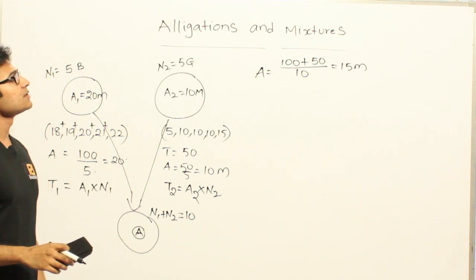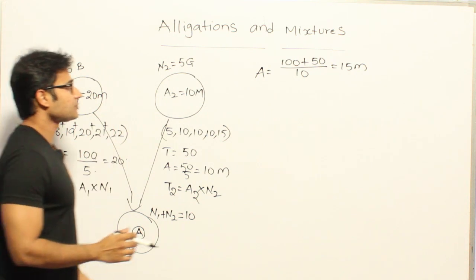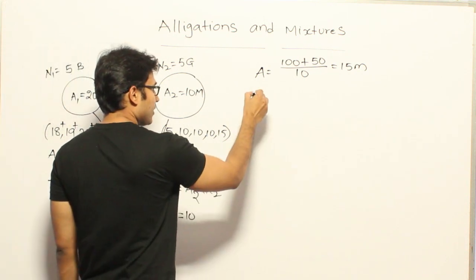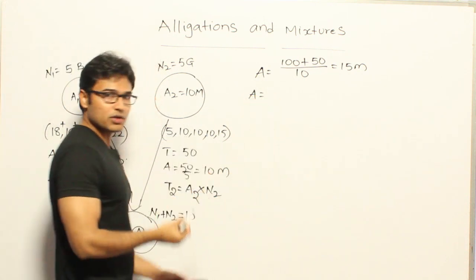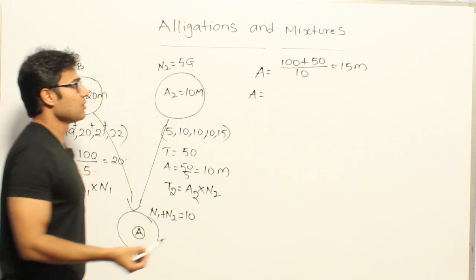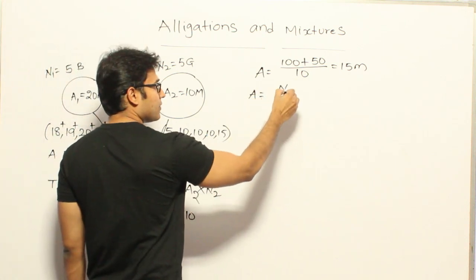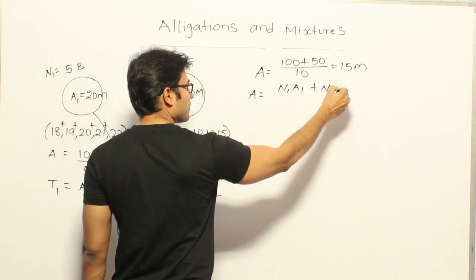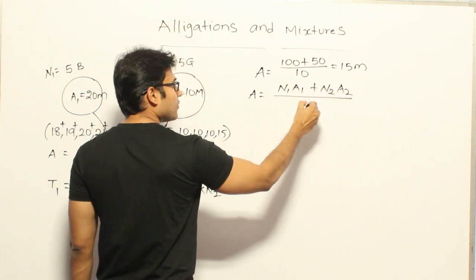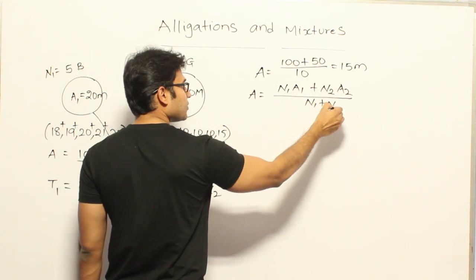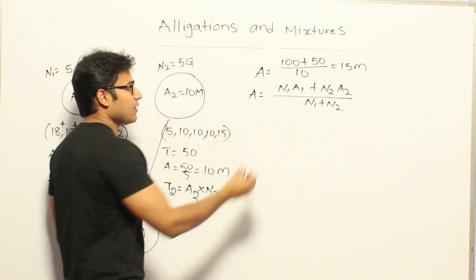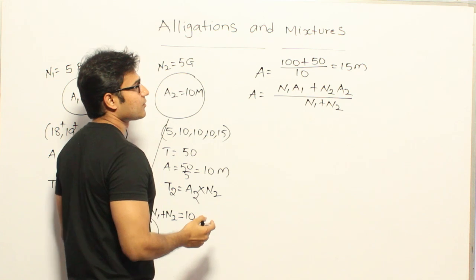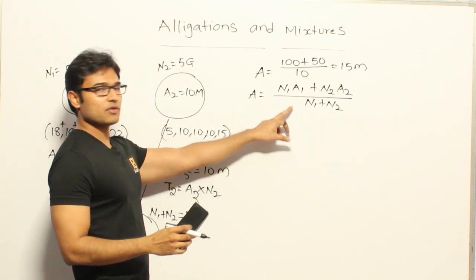Now if you analyze this, how I got that one is, say this, the average of the group newly formed is equal to n1 into a1 plus n2 into a2 divided by n1 plus n2, right? Now I could write it this way. Okay, this is how you can find out the average of the new group.